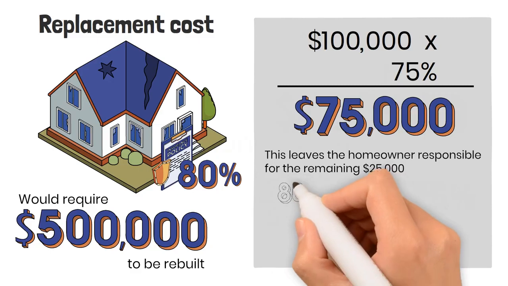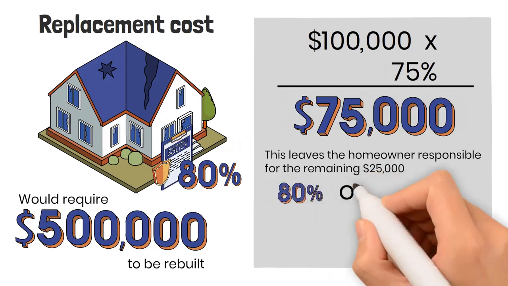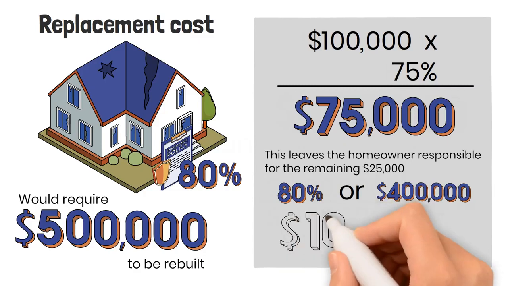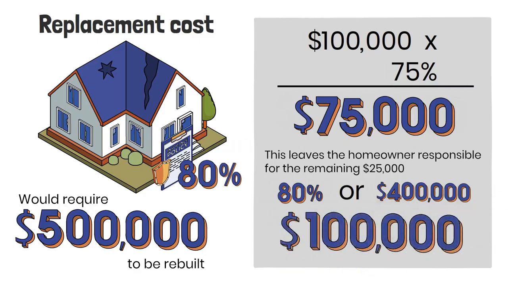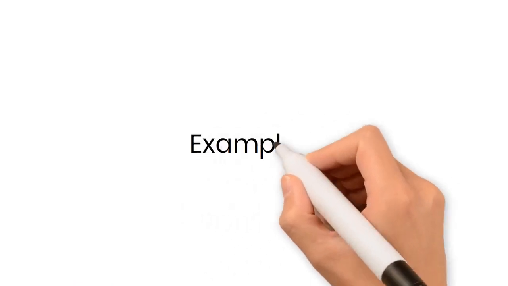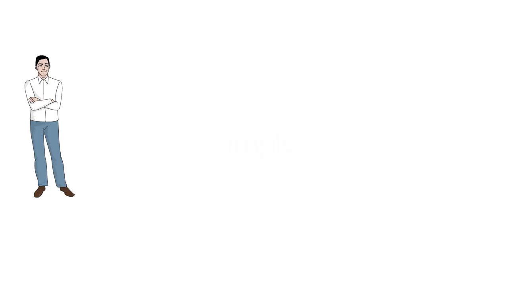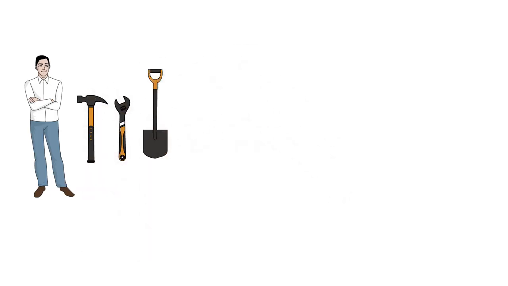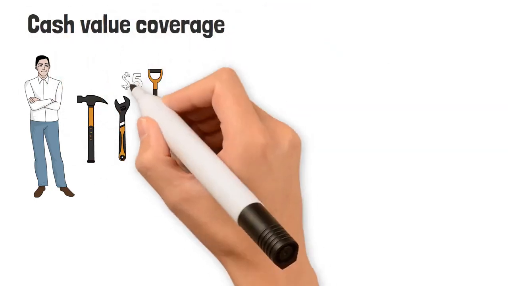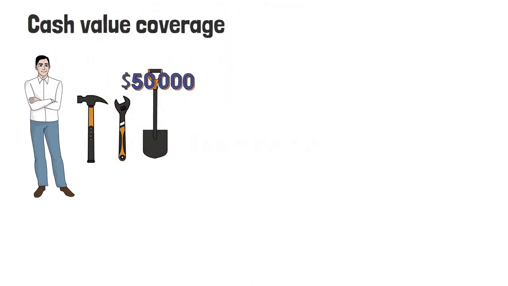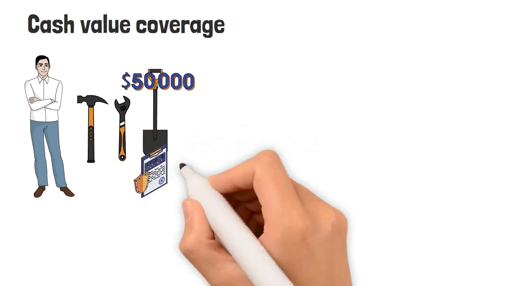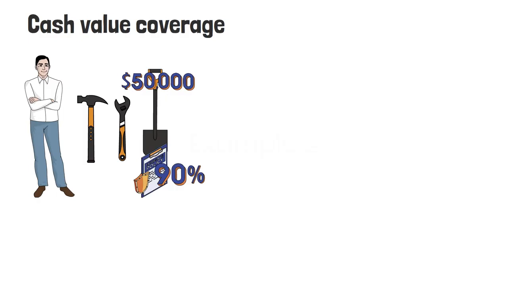Had our homeowner insured to at least 80% of the full replacement, or $400,000, there would be no coinsurance, and the full $100,000 loss would be paid. Example 2. Let's look at another example. This time we'll consider a contractor who owns tools used for their work. Our contractor's tools are older and would have an actual cash value of about $50,000 for all tools. The policy provides actual cash value coverage and has a coinsurance clause of 90%.